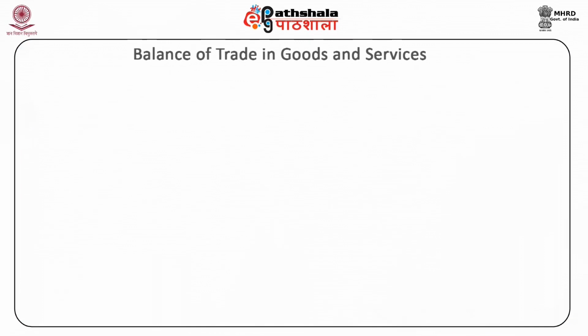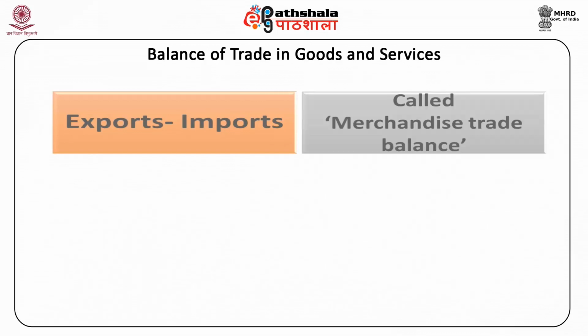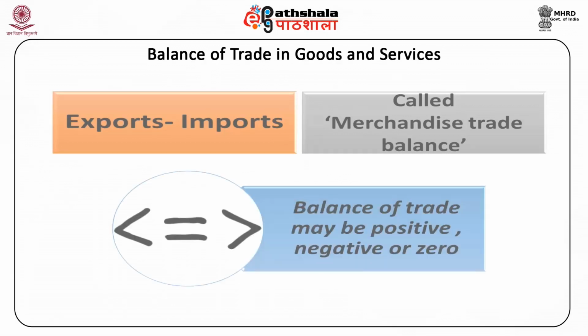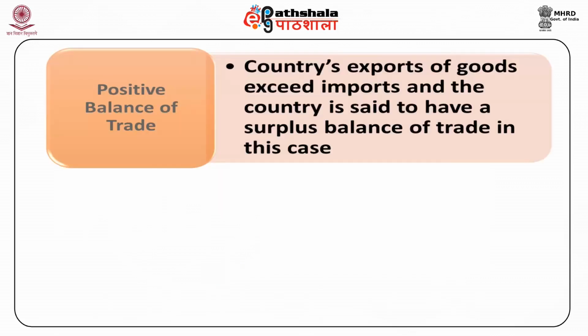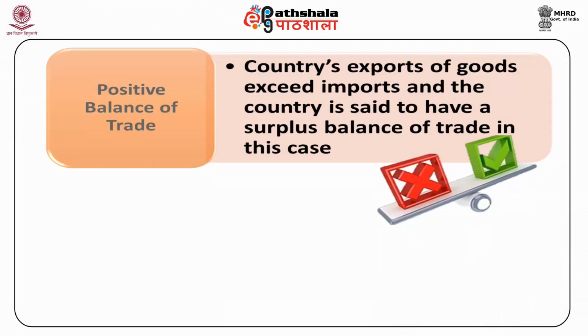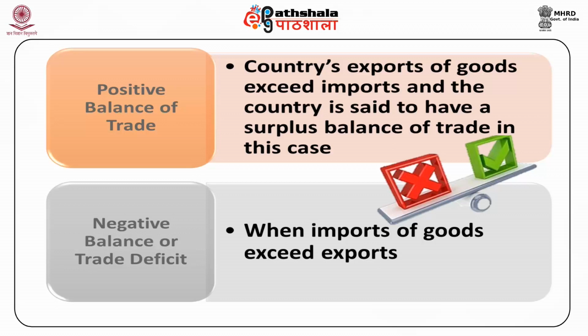The balance of trade in goods and services. The difference between exports and imports of goods by a country is captured by balance of trade, often called merchandise trade balance in the current account. The balance of trade may be positive, negative, or zero. A positive balance of trade indicates that the country's exports of goods exceed imports and the country is said to have a surplus balance of trade in this case. When imports of goods exceed exports, the country has a negative balance or trade deficit.